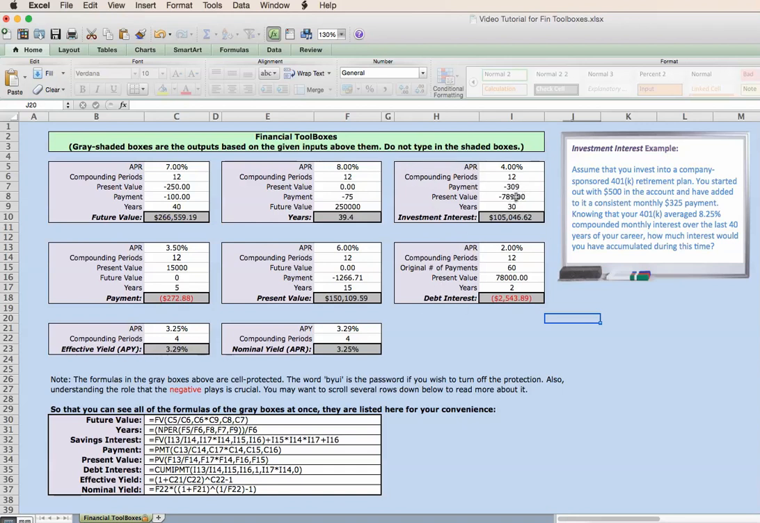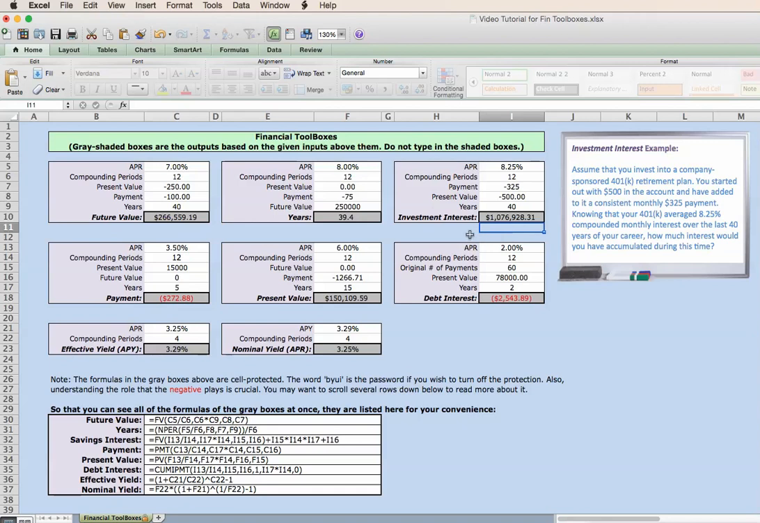I'm going to put $500 as my present value, and it's money out the door as well, so I'll make that a negative, -500. And I'm going to be adding to it a consistent $325 monthly payment, so that's a negative $325. It too is outflow, so we'll put a negative on that. This is 8.25% interest, easy enough. And it too is compounded monthly, of course. And we're going to do this for 40 years during our career.